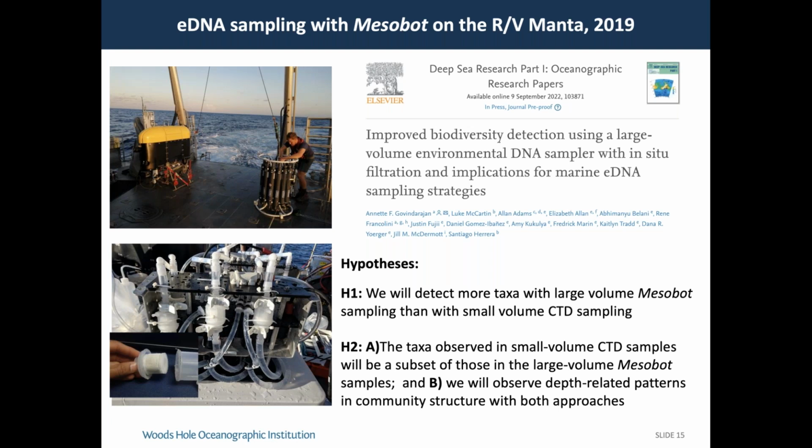Our hypothesis was that we would detect more taxa with large volume sampling than with the small volume CTD sampling, and that the taxa in the small volume CTD samples would be a subset of what we found with the Mesobot large volume samples. And if community differences were driven by the more common species, we thought that perhaps the community structure could be detected using both approaches. So those were our hypotheses.